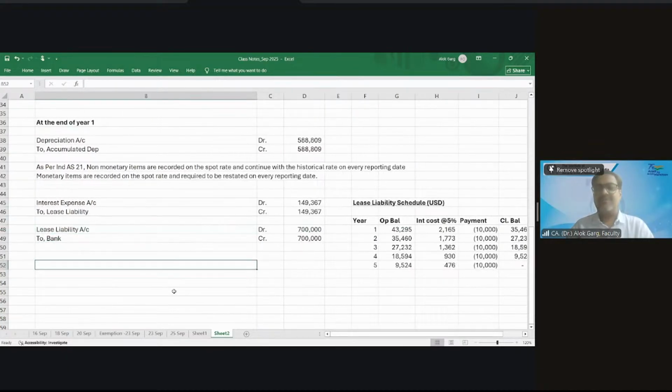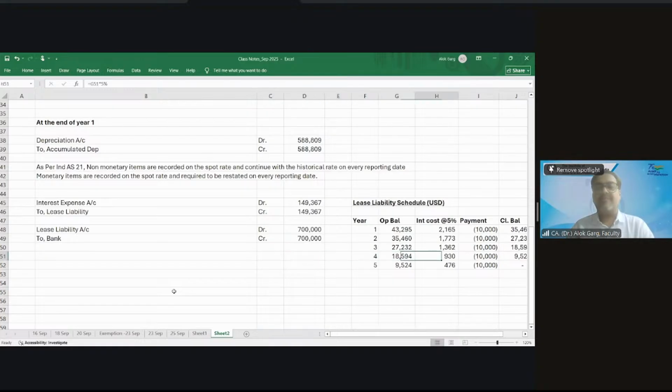So what should we do for this closing liability? This is a monetary item. We need to restate this monetary item. Yes, sir. We will restate the closing balance at the closing rate, and the difference we will put in the profit and loss account. Very good.